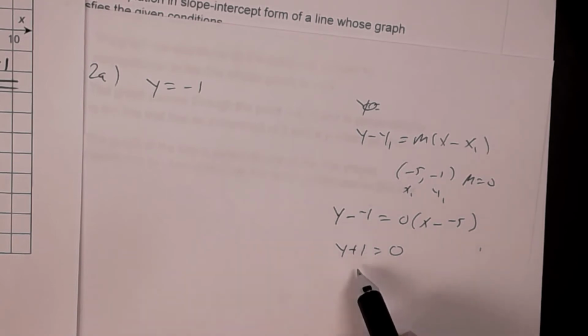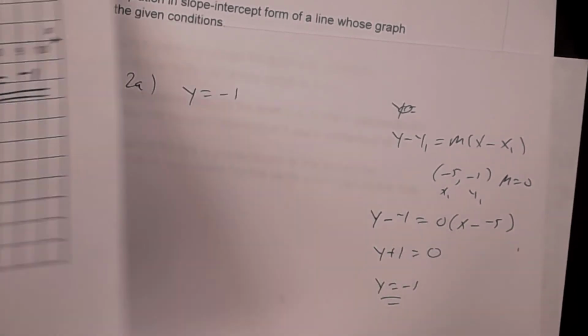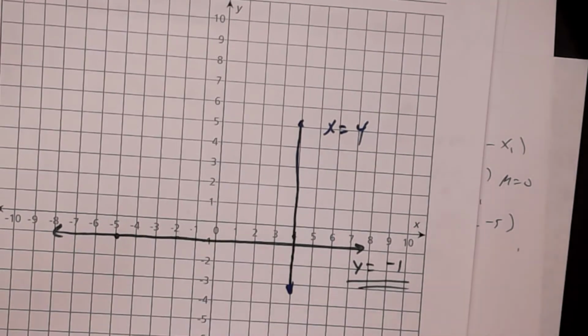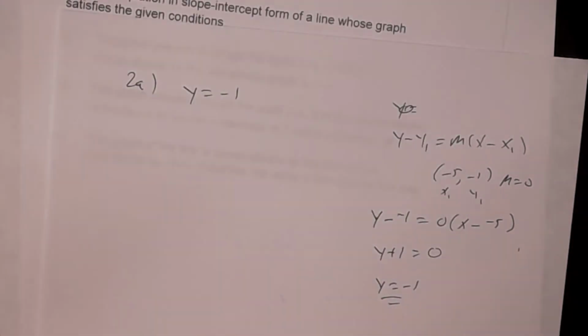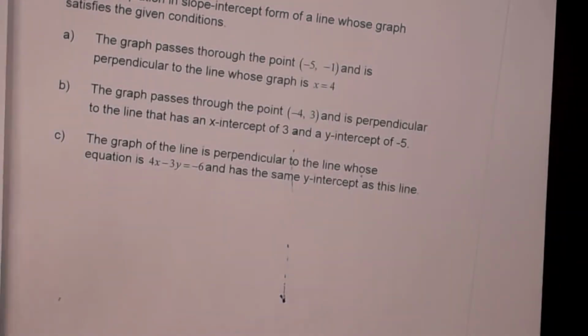And so if I get y by itself, because remember they said write it in slope-intercept form, which means get y by itself, I get y equals -1, which is what this is, which we figured out by just looking at the graph. All right, so that was 2a. 2a is a little bit harder to deal with. Now let's look at 2b.